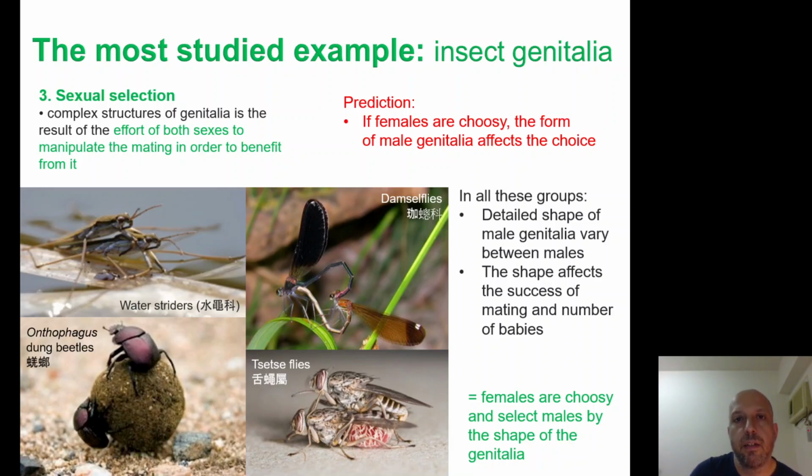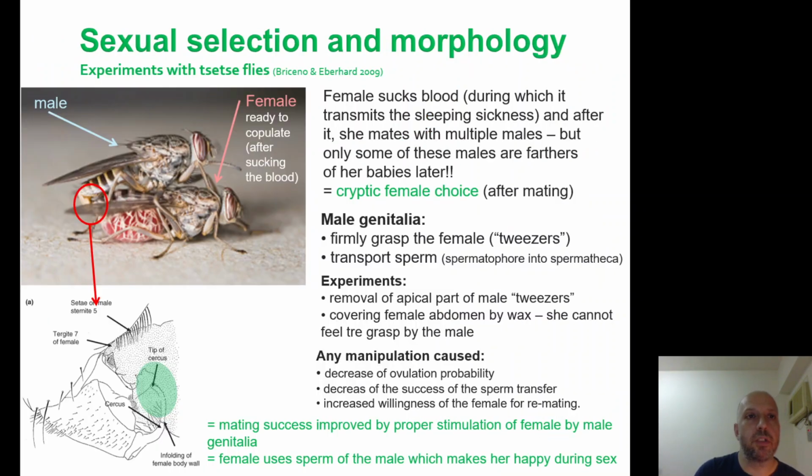So the prediction would be that the females should be choosy, and they should maybe use the form of the male genitalia to make that choice, right? So this was studied in all these groups, in water striders, in damselflies, in dung beetles, in tsetse flies, and in all of them it was found that it's like that. So really, females are choosy. Females are really selecting males by the shape of their genitalia. So how does it work? Well, we will check some cases a little bit more in detail.